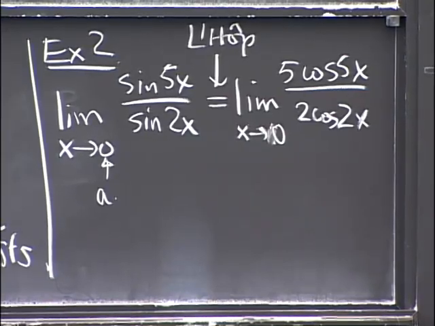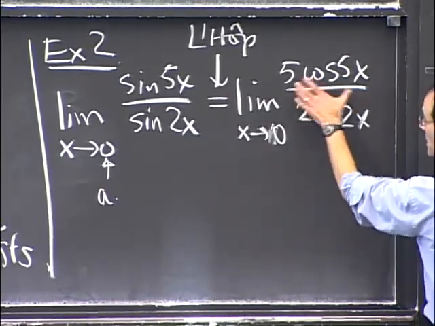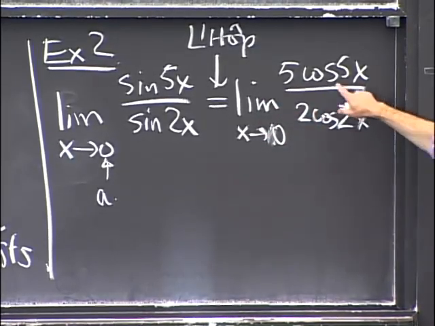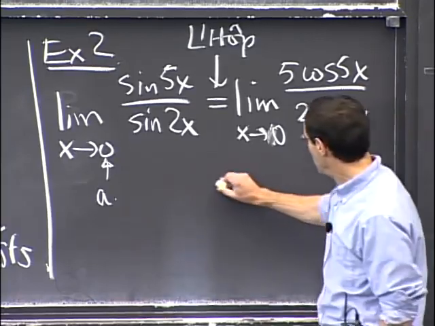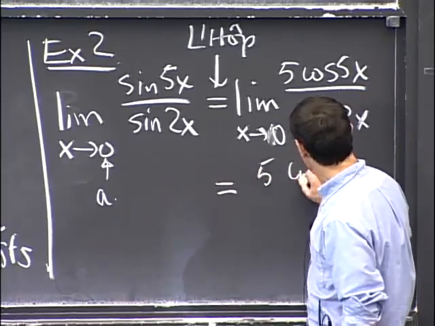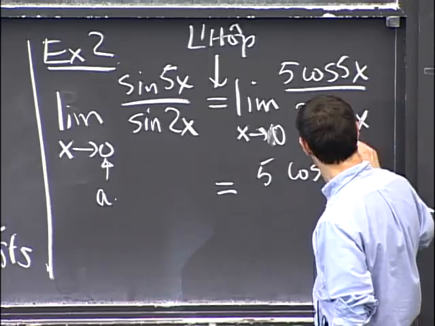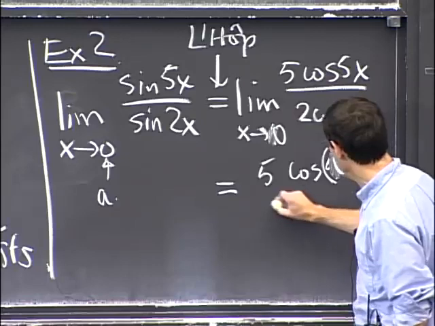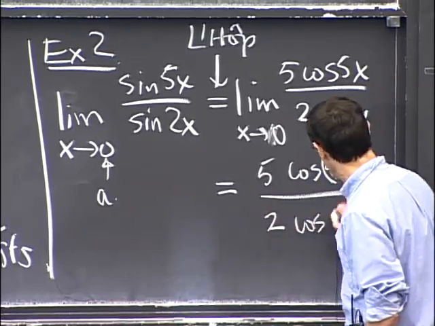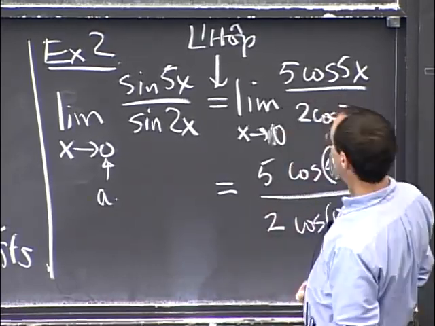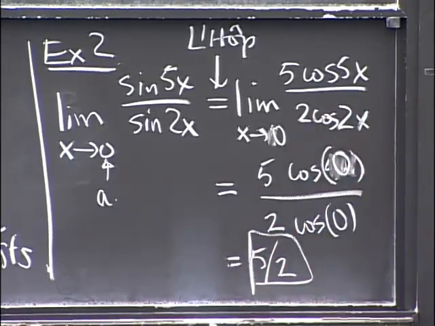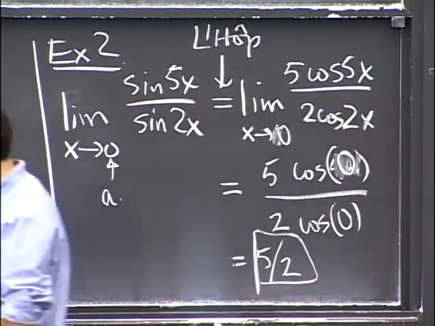All right, so the limit as x goes to 0 is the same as the limit of the derivatives. And that's easy to evaluate. Cosine of 0 is 1. This is equal to 5 times the cosine of 5 times 0, divided by twice the cosine of 0. But you know that that's 5/2. All right, so this is how L'Hopital's method works. It's pretty painless.